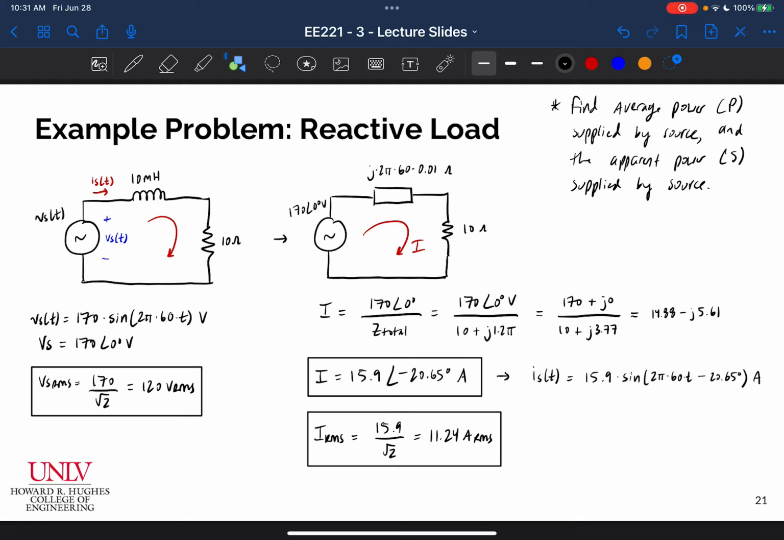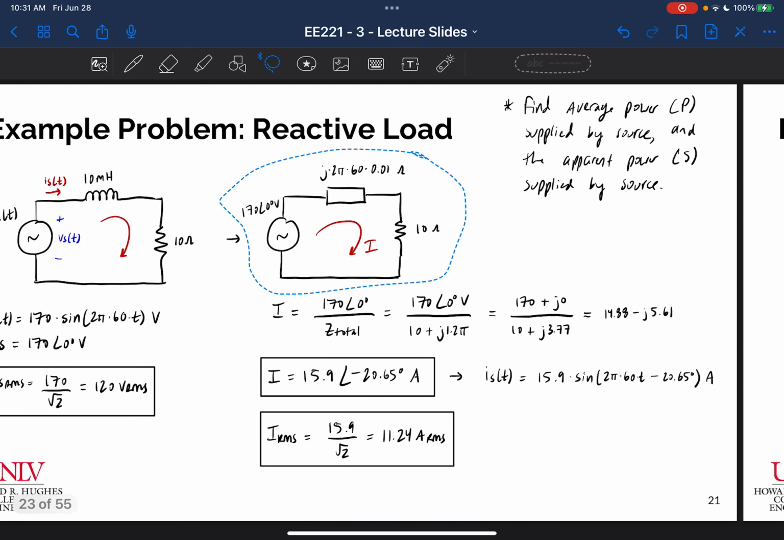All right, so we've done some work here and we've figured out the current phasor for this circuit. We know the RMS voltage and the RMS current at the source. So let's go ahead and just grab what we've already determined and bring it over to the next slide with us. I think it would probably be helpful to have the circuit itself too. So let's just grab that.